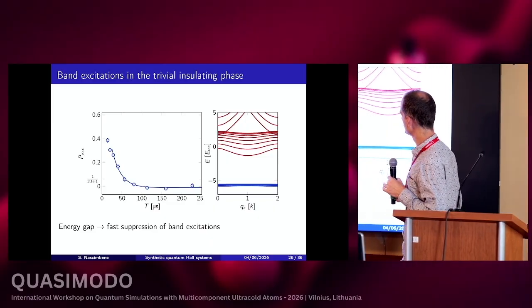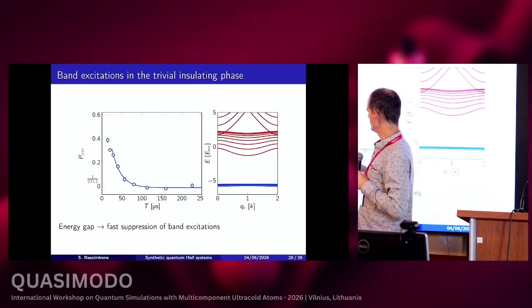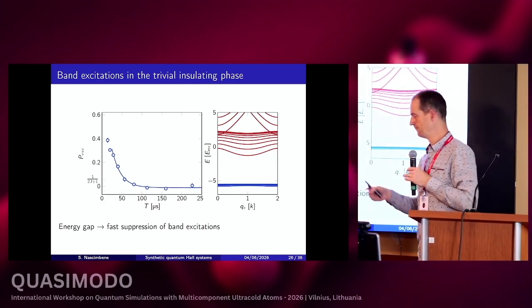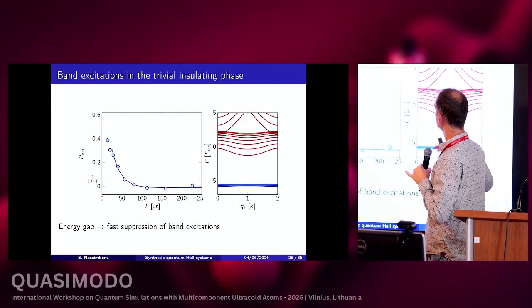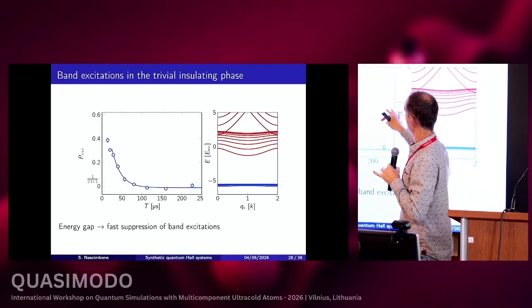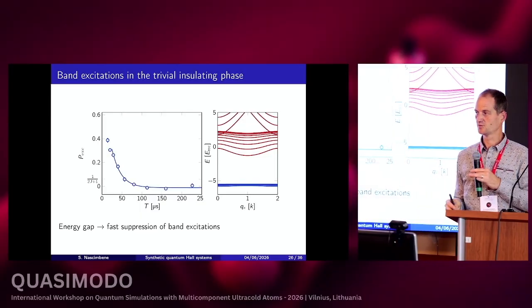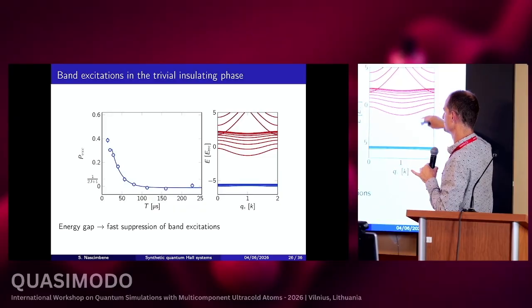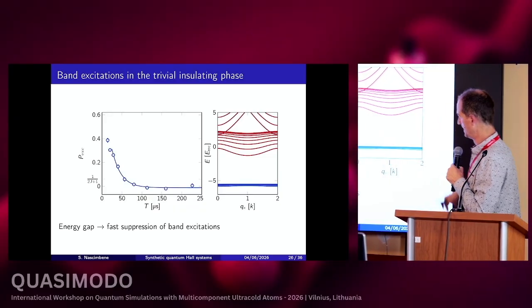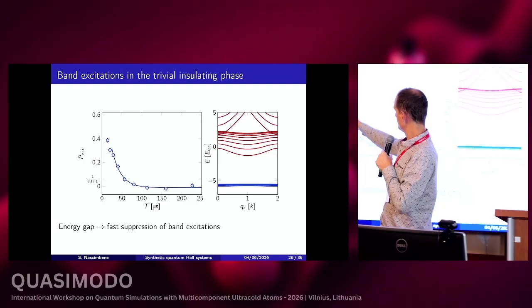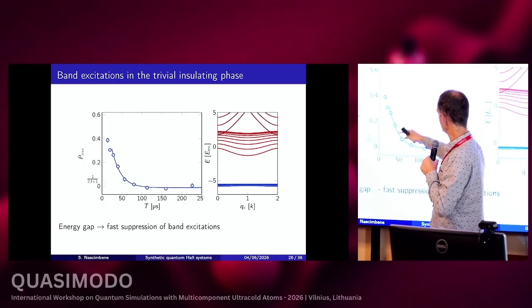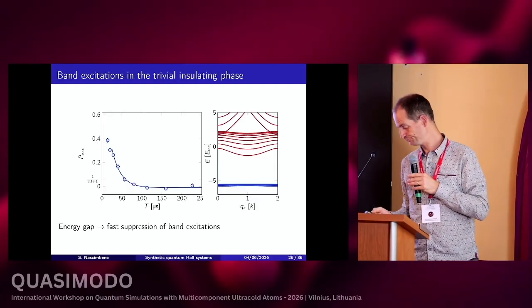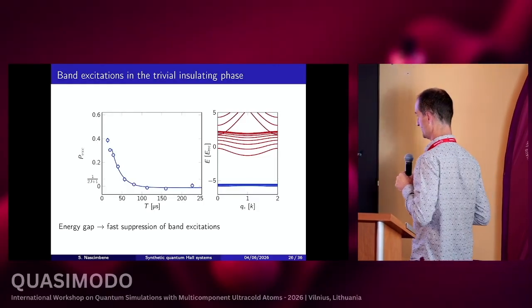More precisely, we also studied the probability to end up in an excited band as a function of the duration of the Bloch oscillation. We started in the trivial insulating phase, where we have a ground band that is well separated from higher bands. So this is the expected band structure, and then the probability to be excited after one Bloch oscillation has a characteristic Landau-Zener behavior. So this is quite expected.